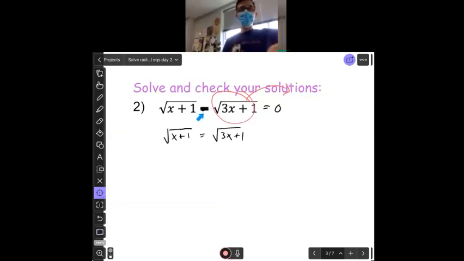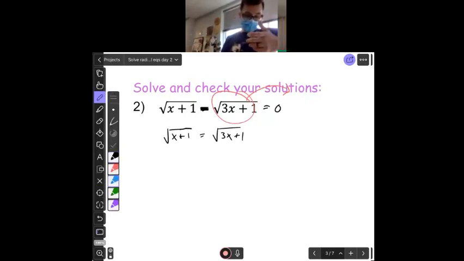The square root of x plus 1 minus the square root of 3x plus 1 equals 0. I just added this to the other side. All right, now I have a radical on both sides. So how do I get rid of a radical? I raise it to its index power. Those are both square roots. So I just square both sides.